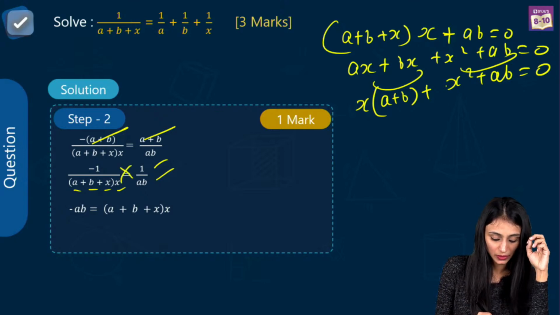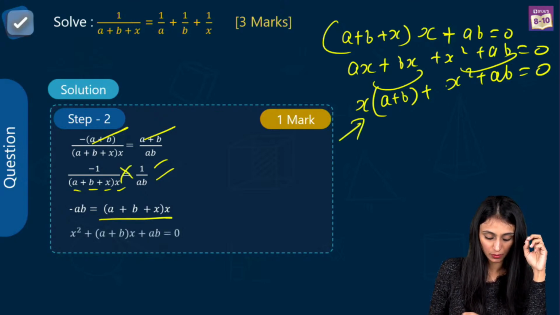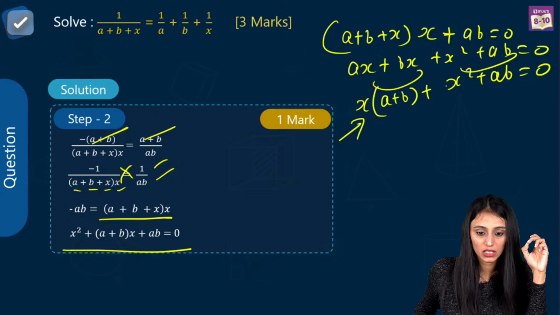Cross multiply them, you get this step and then you come to this step. x square plus a plus b times x plus ab equal to 0. Clear to everyone?